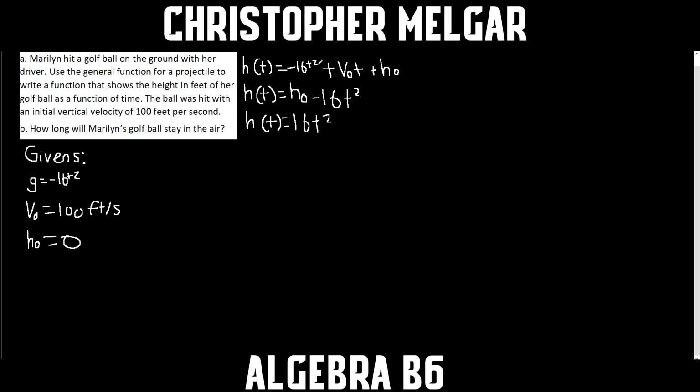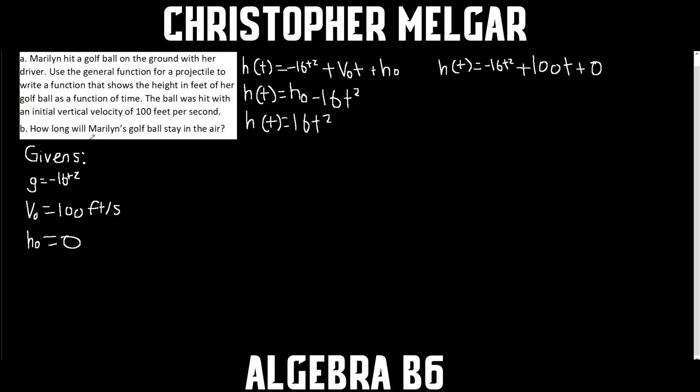From the projectile motion equations, the only one that includes vertical velocities is this first one. So if we plug that in, we get h of t equals negative 16t squared plus 100t plus h. And in this case, h is 0.